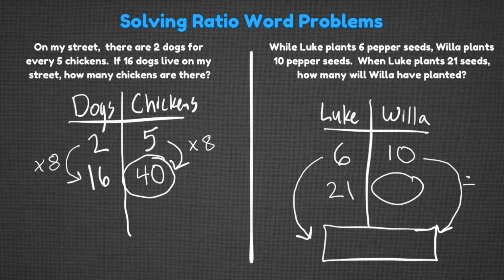So if I divide 10 by 2, I'm going to be left with 5. And if I divide 6 by 2, I'm going to be left with 3. So the basic ratio is 3 to 5. Now that I have this basic ratio, I can build right back up to 21. That's 7 times bigger. And if I do it to one side, I need to make sure I do it to the other side as well. So 5 times 7 is going to get me 35.